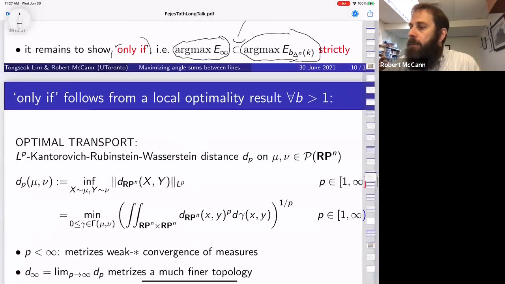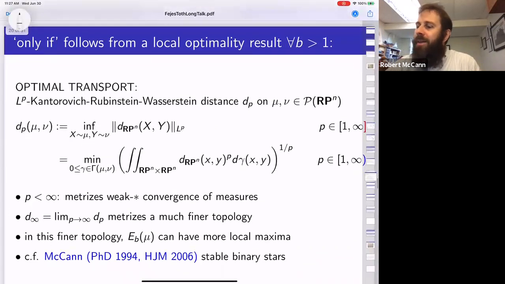So to show this strict inclusion, we're going to prove another result, which is also of some interest, which is that if we don't insist on global energy maximization, we can also study the possibility that there are local optimizers, local maximizers for this problem. And we're able to show that the conjectured optimizers are actually local maxima for all b strictly larger than 1. So we get all the way down to the conjectured best value of b, the conjectured threshold value of b, if we're willing to settle for local optimality instead of global optimality.